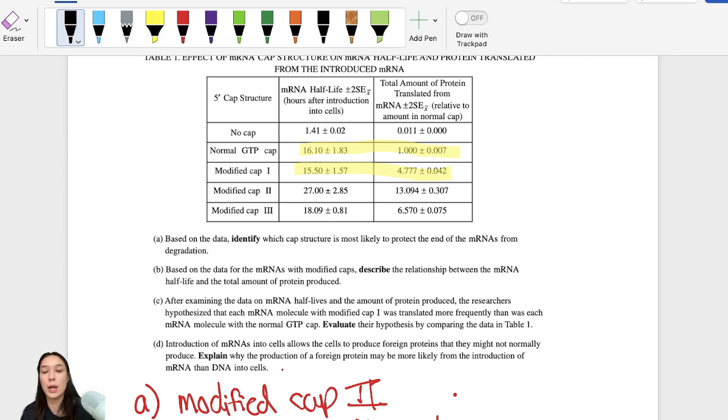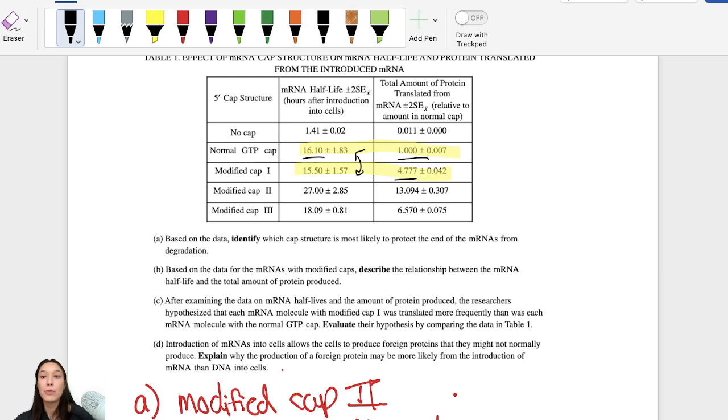So let's look at these numbers. Modified Cap1 has an mRNA half-life of 15.5, and its amount of protein is 4.7. The normal GTP cap is 16.1, and the amount of protein is 1. So if we think about this, these numbers are not very far away from each other. You've got 15.5 and 16.1. With their standard errors, they actually overlap as well, so they're not really different from each other.